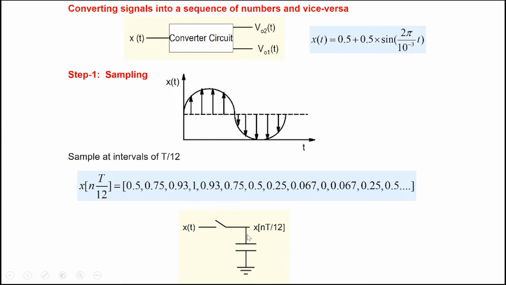Well, we could do sampling using this particular means here. We have a switch and a capacitor. Suppose you want to sample at this particular instant. You close the switch. The switch could be a MOSFET, and we've seen earlier that a MOSFET can be in a high impedance state or a low impedance state. When you close the switch, the signal x(t) charges up the capacitor very quickly, so the capacitor charges up to this particular voltage. And then the switch is opened. So we get these discrete values, sampled at uniform intervals of T by 12, and these values are available on this output node here.